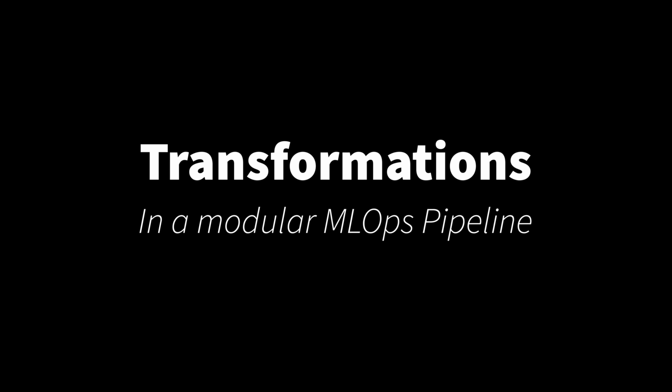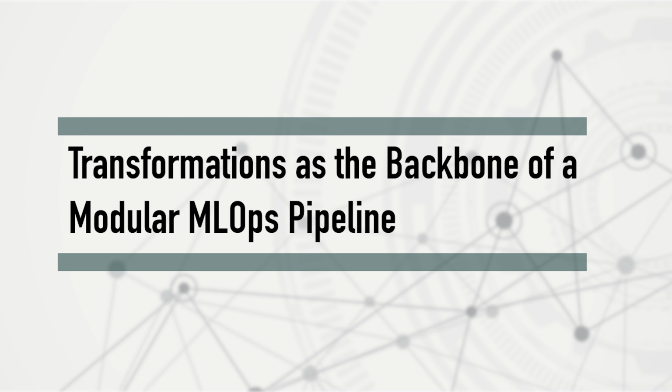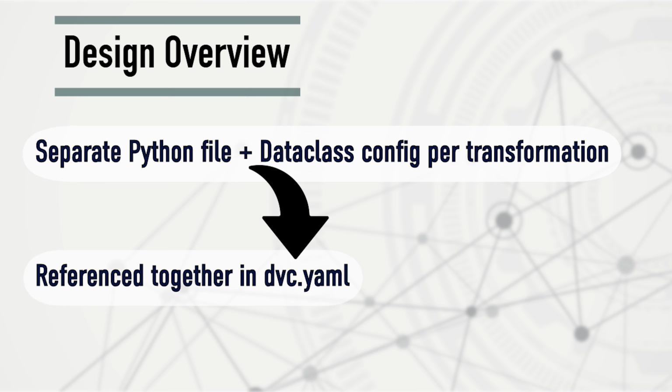Welcome to our segment on transformations in a modular MLOps pipeline. Transformations in a modular MLOps pipeline sets the stage by highlighting how each transformation sits in its own Python script paired with a typed data class configuration. These pairs are referenced directly in DVC YAML, making it easier to maintain, test, and rerun only the parts that change.